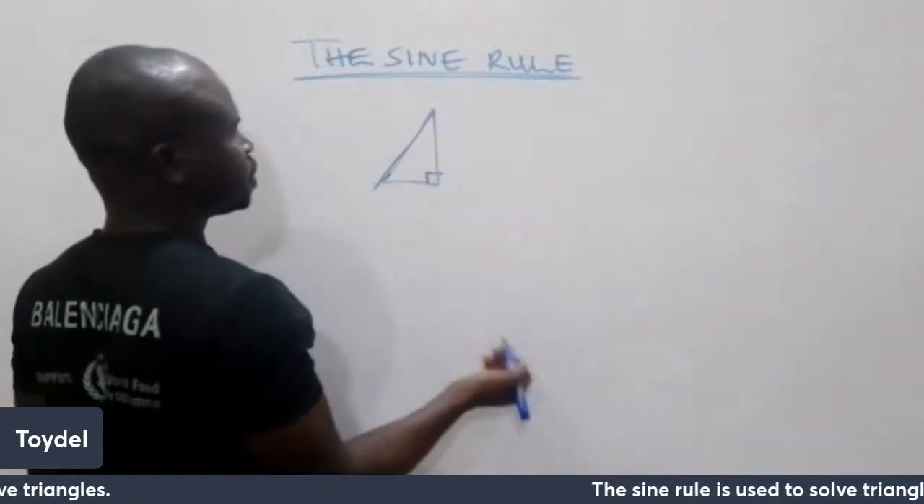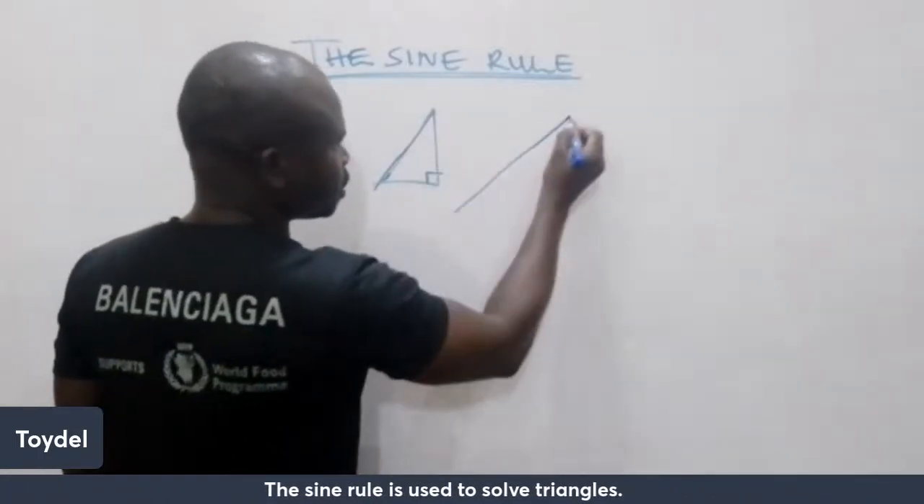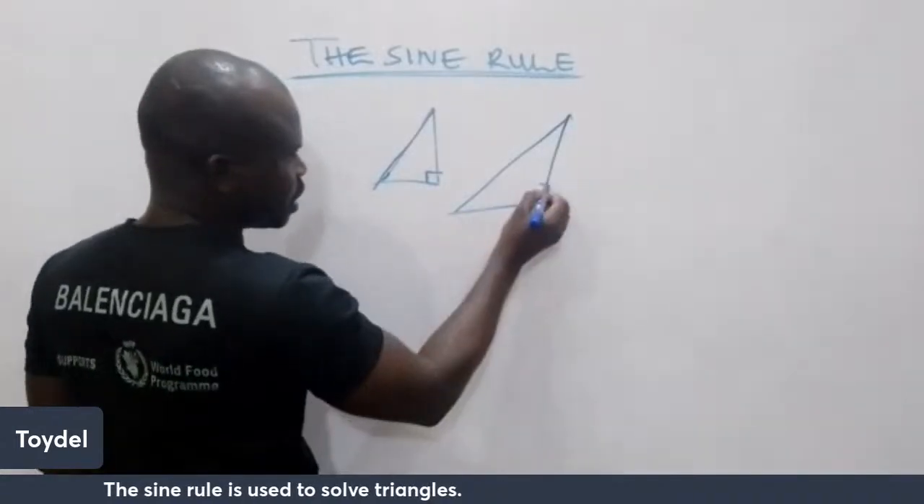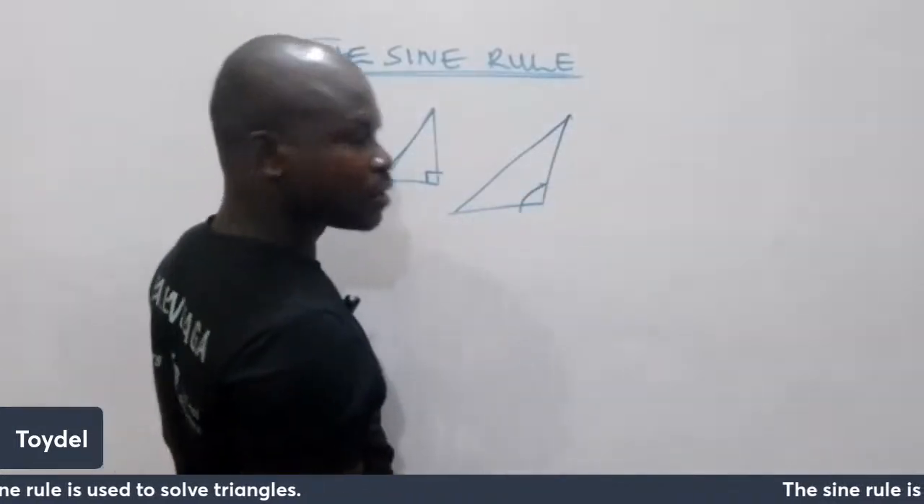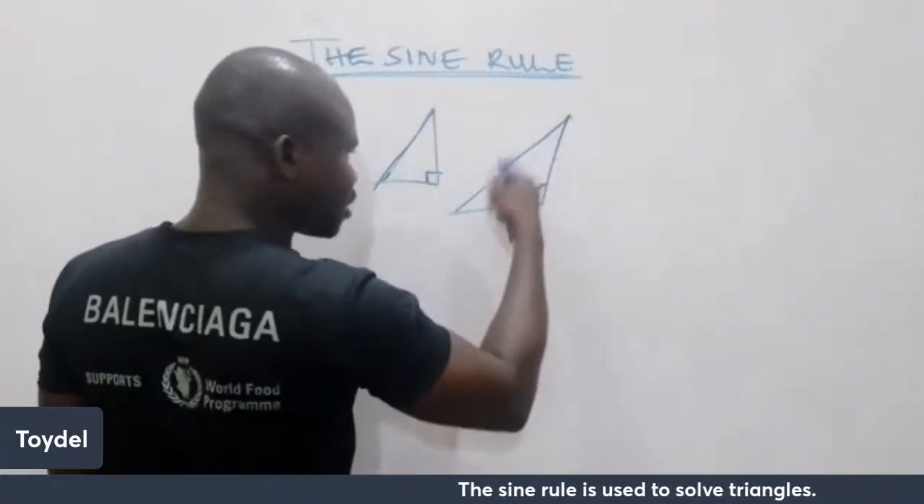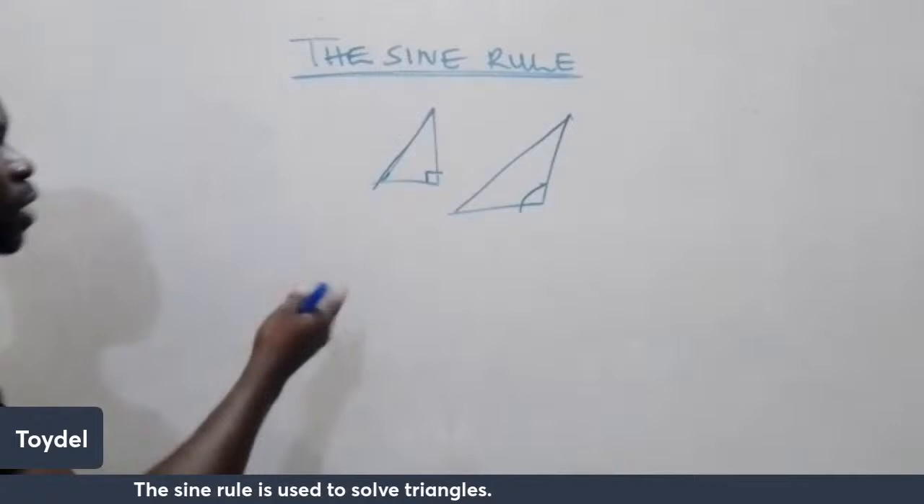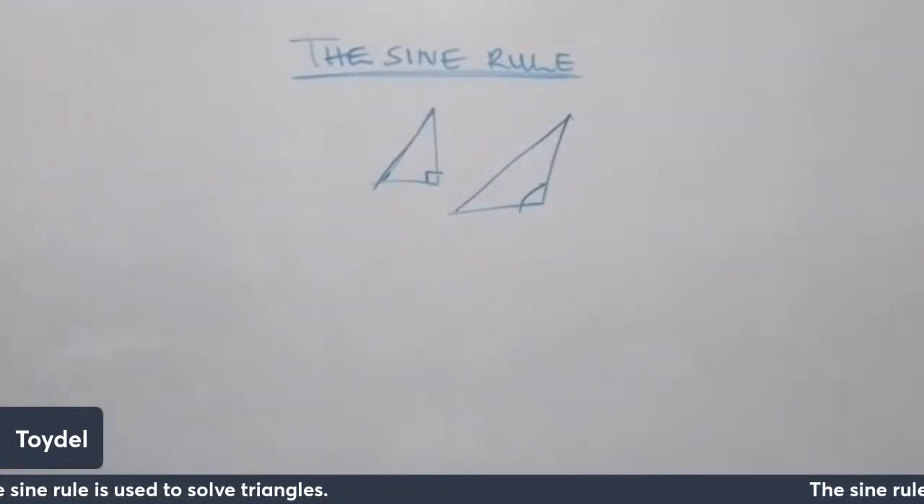But what if we have an obtuse triangle of this nature? Something like this, where the angle here is around 150. So how do we solve? How do we find out if you are given one side and all the three sides? How do we do that? Or if you are given 3 sides and we don't know any angle, how do we resolve such triangles? That's what we are talking about.